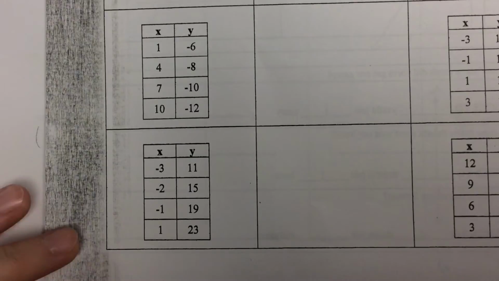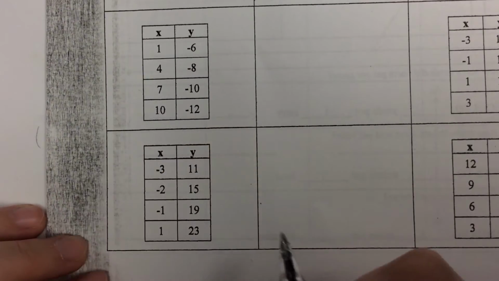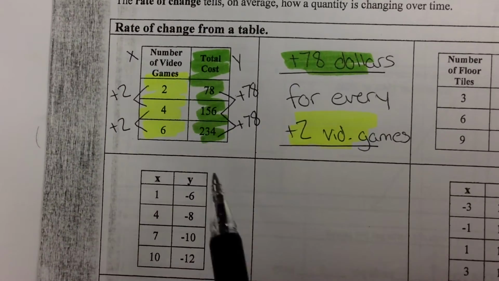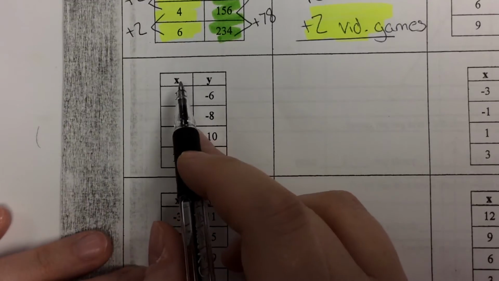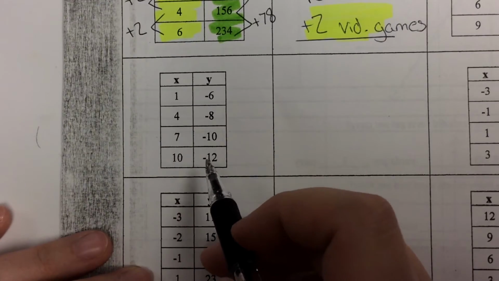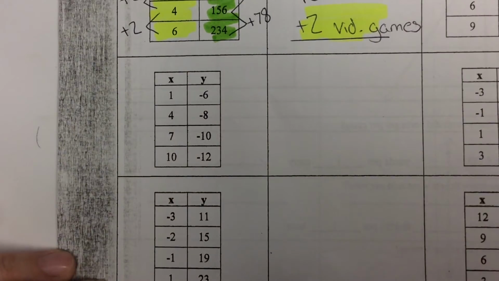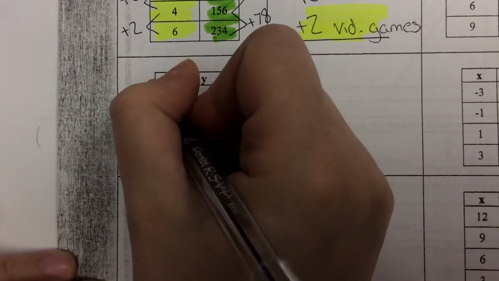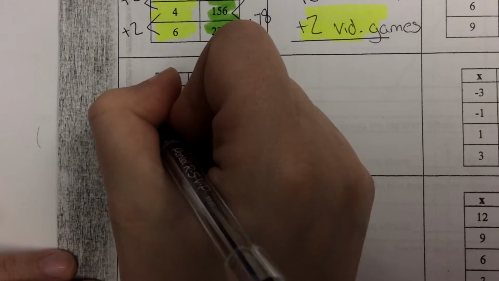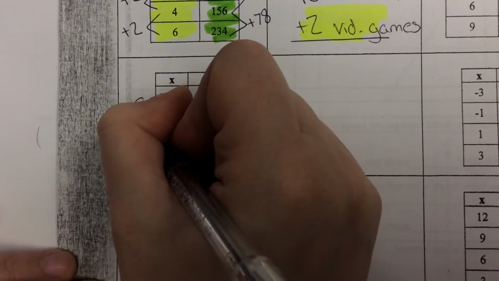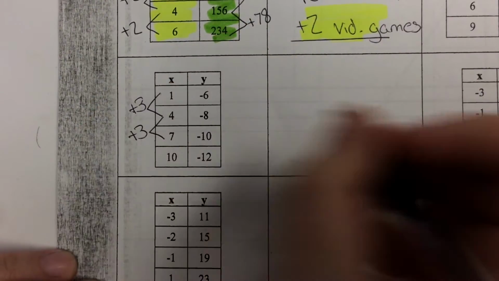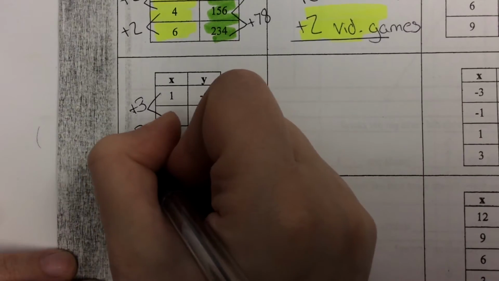Okay, in this table, we don't have our X and our Y coordinates labeled all fancy the way we did in the first one, but that's okay. We're still talking about X coordinates and Y coordinates, so we still need to find some rate of change happening in this table. Let's start with our X values. From 1 to 4, we have an increase of 3. From 4 to 7, another increase of 3. And from 7 to 10, another increase of 3.